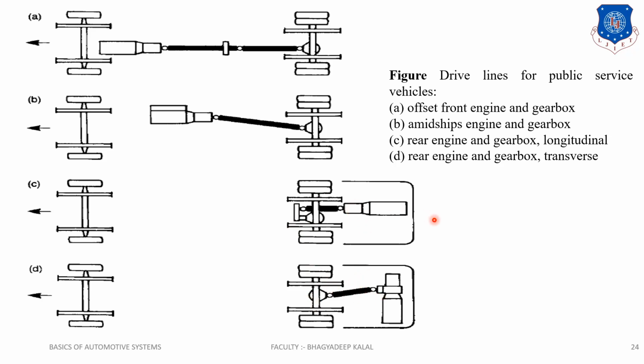So both C and D diagrams show a rear engine gearbox, but in figure C that is a longitudinal engine, and in figure D that is a transverse engine mounted. So these are our public service drive lines.